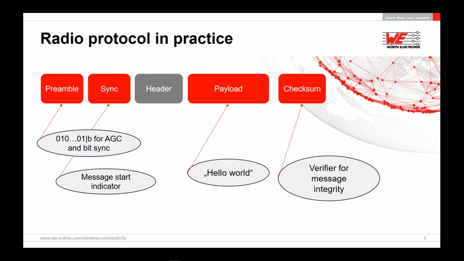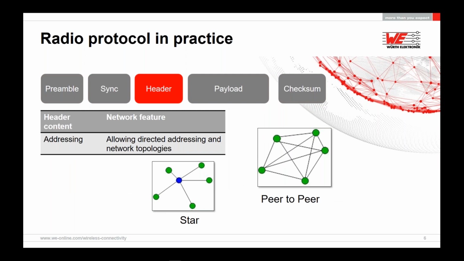Right, then I have a few more bytes comprising the header. It is still marked gray, a little bit more on that on the next slide. Then obviously the payload, the actual information I'd like to transmit. In this case, typically hello world or whatever your payload might be. And then I round this off with a checksum and an end of the package indication. Let's dig in. The next one, the radio protocol in practice.